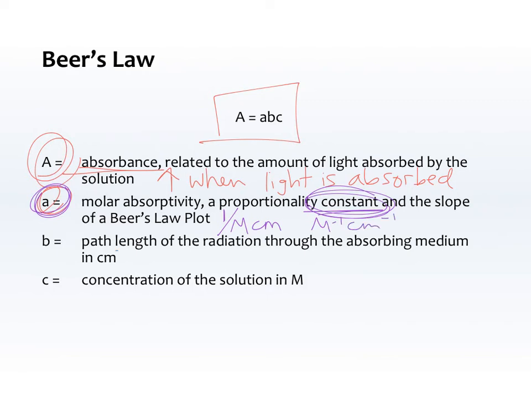Then we have B, that's the path length of the radiation through the absorbing medium in centimeters. So this is usually like we've got a square test tube, a cuvette, and the light's going to go from one side through the other, and so it's going to absorb. Well, this one's the length, the distance between how far the light has to travel through the solution. And so usually most of our cuvettes are 1 centimeter long, or 1 centimeter wide. So if you're not given any other information, just assume that your path length is 1 centimeter. And then finally we have C, which is concentration, and so then this is just the molarity of a solution.